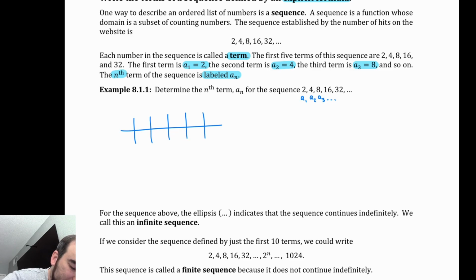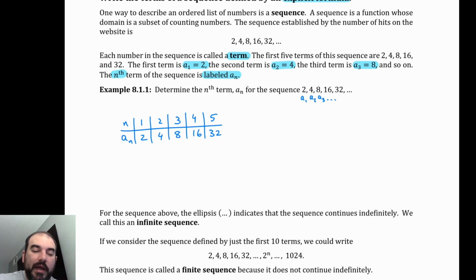So we're looking for a relationship between n and a sub n, meaning the first term, second term, third term, fourth term, fifth term as my n needs to translate to 2, 4, 8, 16, and 32. We're looking for a relationship between these two numbers, right? I need to be able to plug in 1 into an equation and get 2 as my output. I need to be able to plug in 3 and get 8 as my output, and so on.